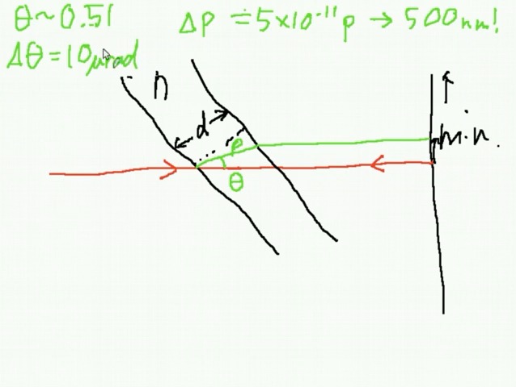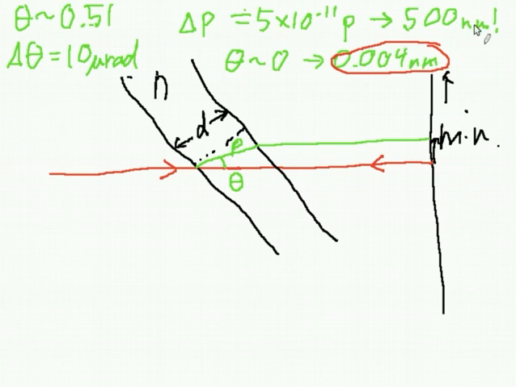So that's a 10 microradian change in the refracted angle here, which gives us a path length difference of 500 nanometers, right? Remember, when theta was approximately 0, the same tiny error in the angle of incidence gave us 0.004 nanometers. So this is showing us a huge difference between the normal incidence interferometer and the interferometer when we're using it at a 45-degree angle.